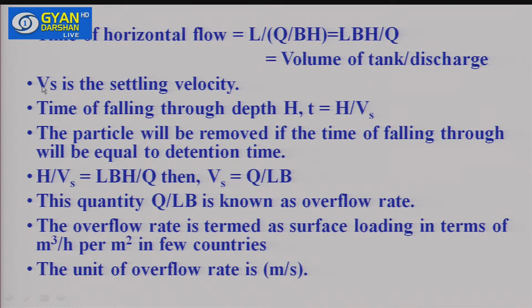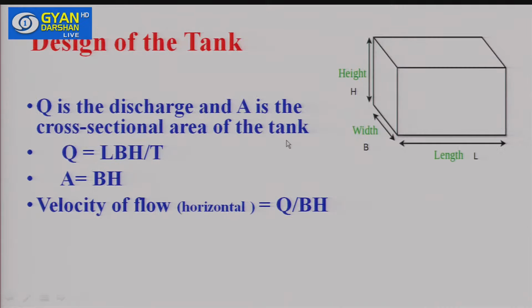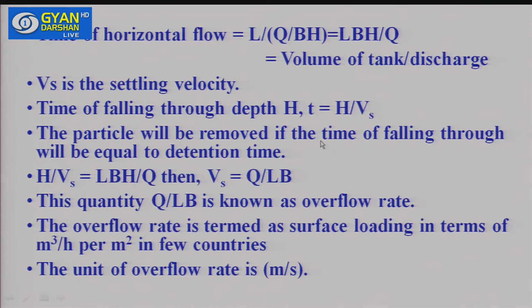If the settling velocity is Vs, then consider the time of falling through the depth H. Any particle which is at this level in the water has to come to the bottom. So how much distance does the particle have to travel? This is H. So if the settling velocity is Vs, then distance upon this velocity will be the time taken. So the time taken for settling of a particle is H upon Vs.